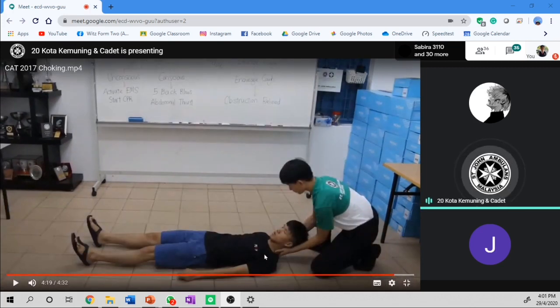Even though it's almost finished already, the head is very important. You don't say, oh, the shoulder is down already, then just let go of the head, bang. Later he gets a brain injury. It's a miracle if he recovers, but don't do this, okay?